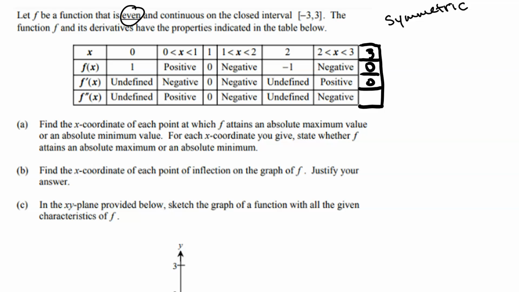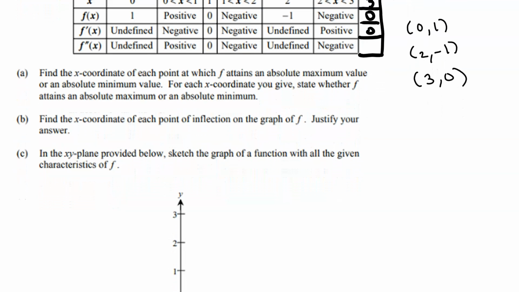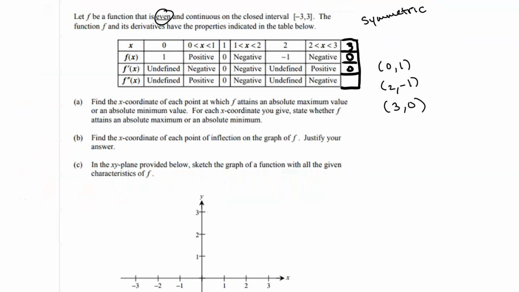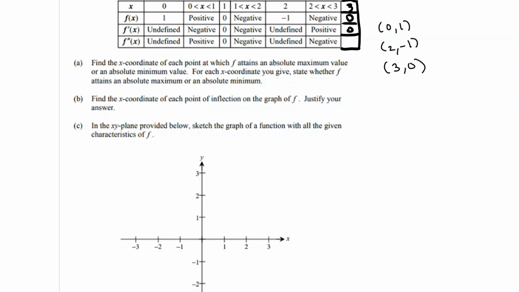So first we're given 3 points. We're given (0, 1). We're given (2, -1). And we're given the value that I gave you, which was (3, 0). So what I want us to do is go ahead and plot this graph, and then we'll go back and answer A through B. So we've got the points (0, 1). Let's plot these. (2, -1). And (3, 0).